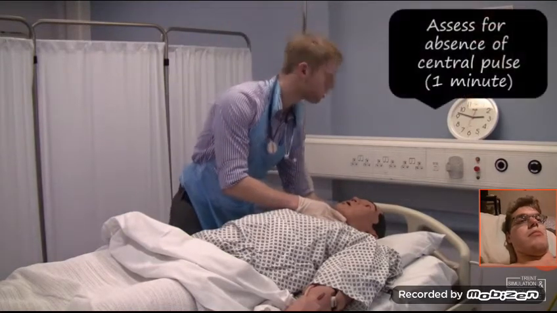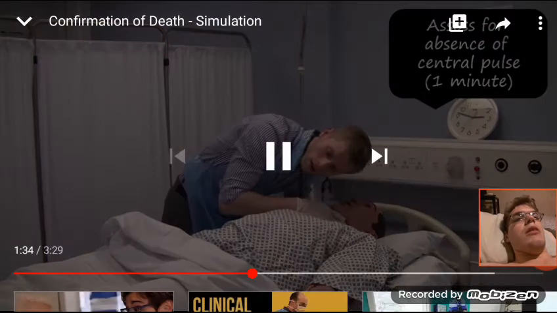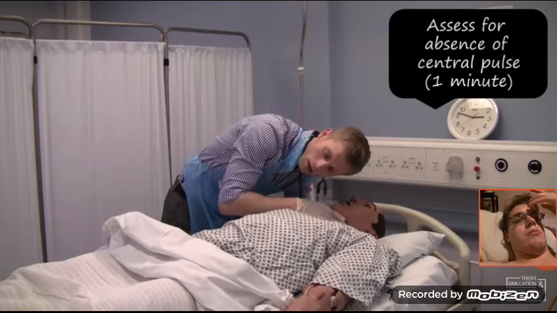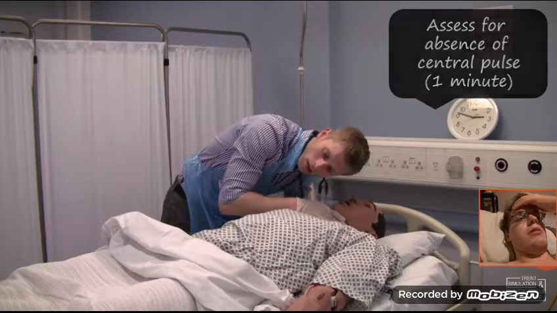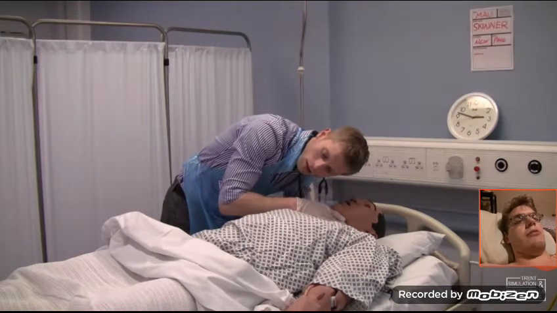Next, assess for absence of a central pulse for 1 minute. Central pulse can be the neck carotid. This can either be a carotid or femoral pulse.